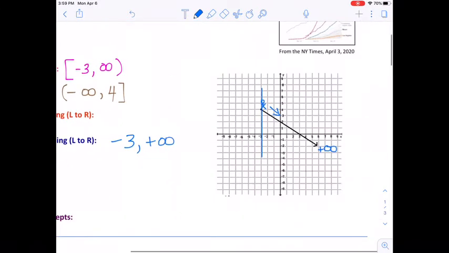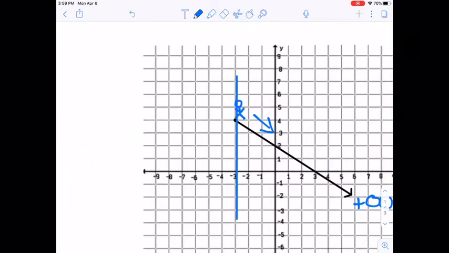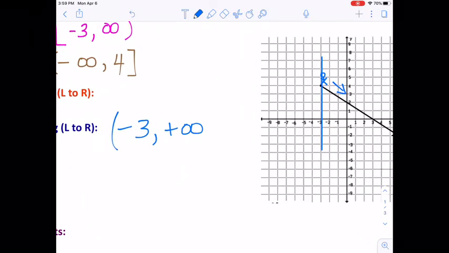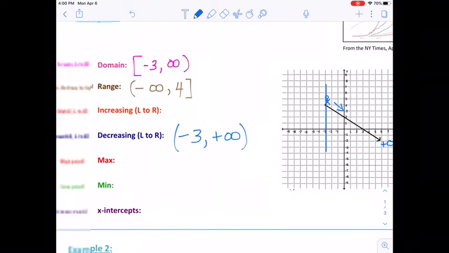With increasing and decreasing, the endpoints are not actually considered to be increasing or decreasing. They are just kind of a turning point or a part of it that's not actually changing at all. So I'm going to ask you to always use the parentheses on describing the intervals for increasing and decreasing.